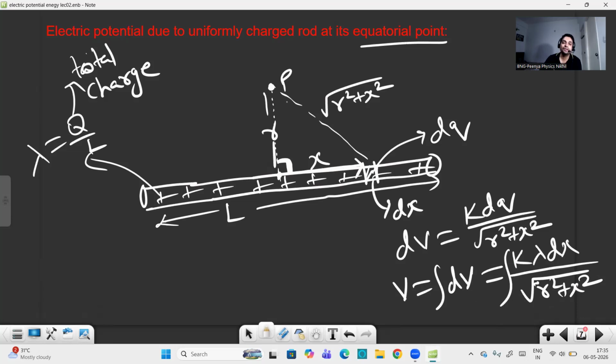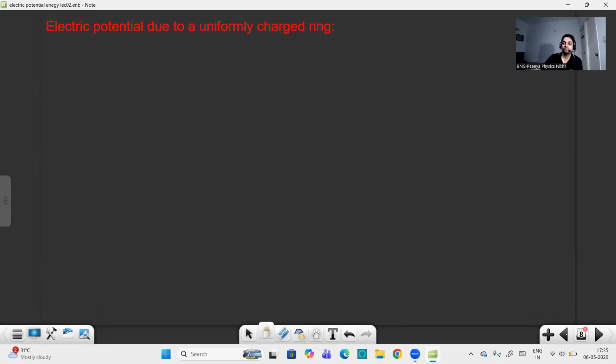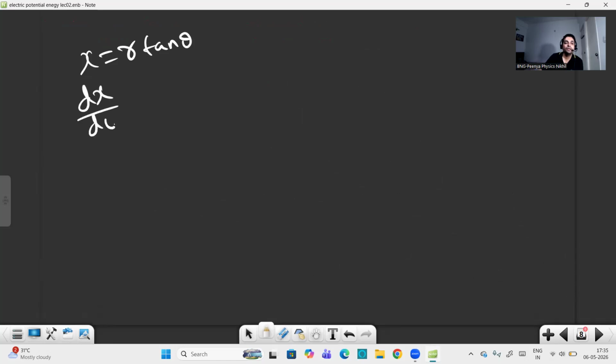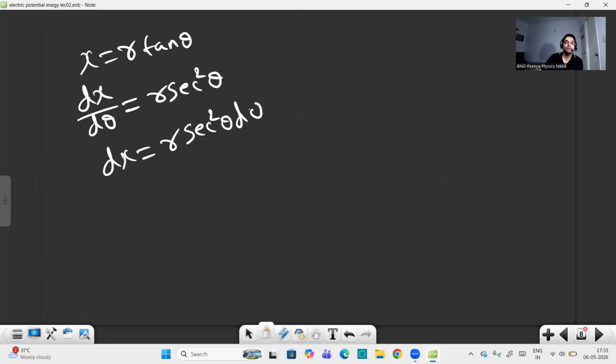You can see here one triangle is forming, so we can relate x and r by using this angle theta. In the triangle, tan theta equals x by r. So what is x? x equals r tan theta. We will differentiate with respect to theta on both sides, so it will be r secant square theta. So dx is r secant square theta d theta.